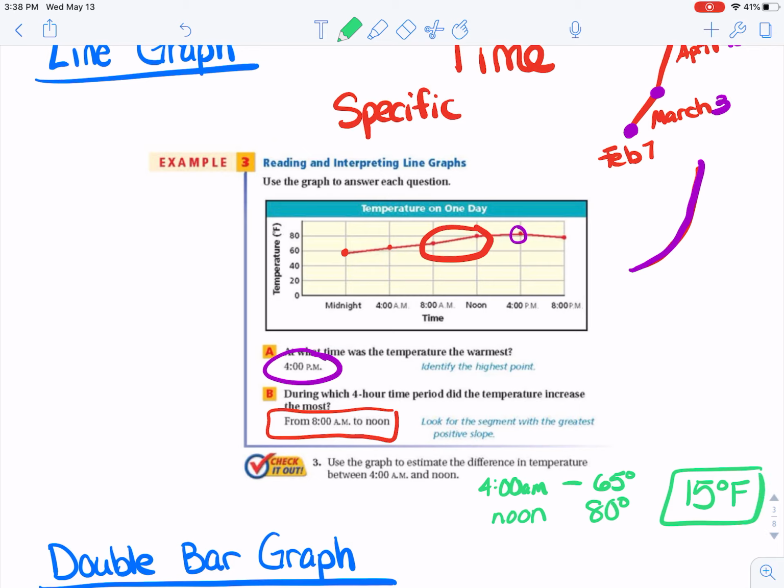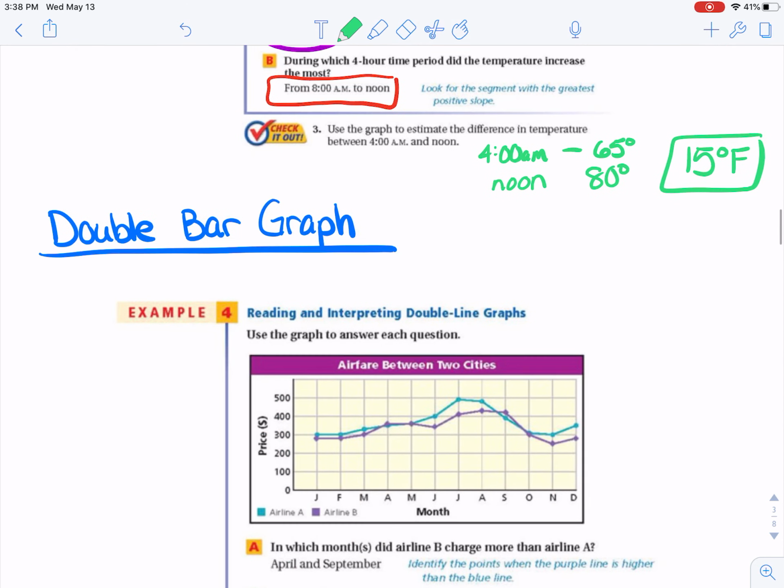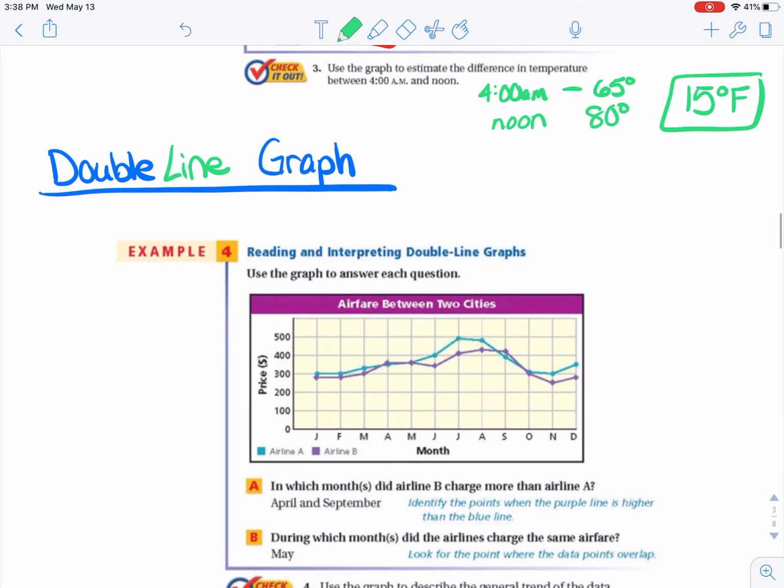Next is the double bar graph. The double bar graph, that's supposed to say double line graph. The double line graph. This is where, once again, still time is specific, but you're comparing two things. In this case, they're comparing two airlines, and they're discussing the prices involved in the two airlines. So if you look here, you can see where it's lowest for both of them, but you can see generally which one's higher or lower.